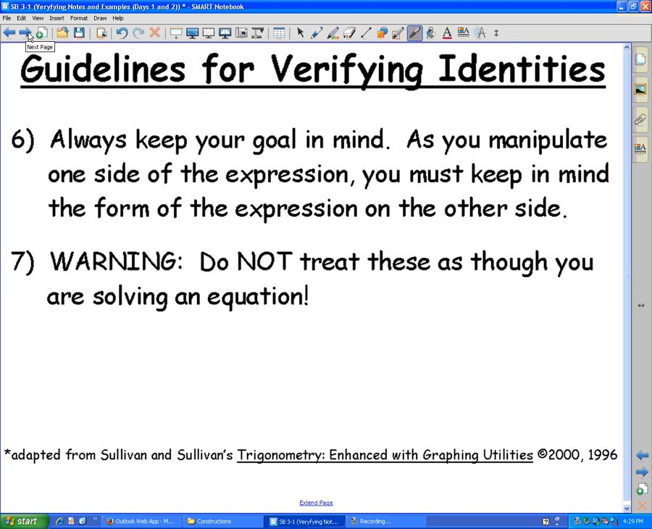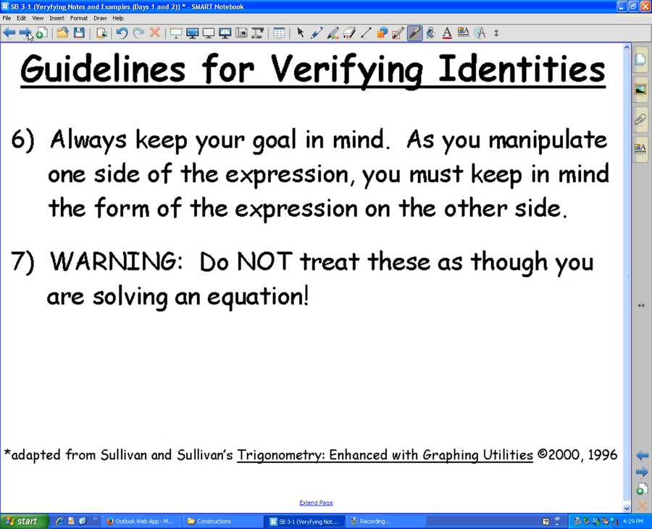Always keep your goal in mind as you manipulate one side of the expression. Keep your eye on the other side of the expression so that you might have clues of what would make sense to do. Like if you look at the other side and it's one term, and yet on the side you're manipulating you have two terms, why don't we try to get those two terms together, usually through getting common denominators. If you look at one side of an expression that's factored and your side is not factored, maybe we should do some factoring, which is something we'll review in a couple days.